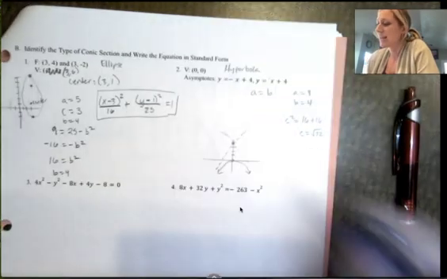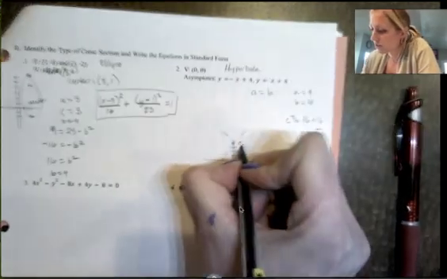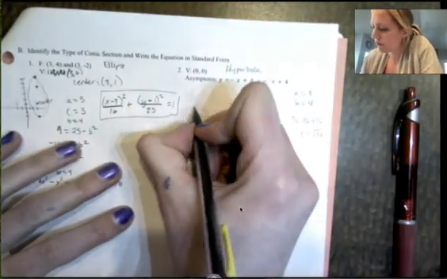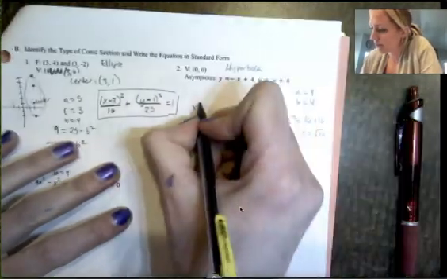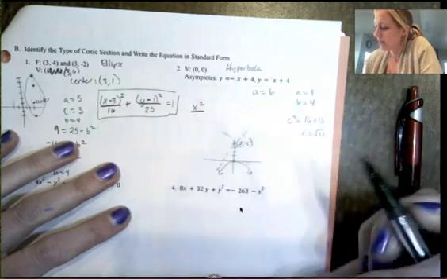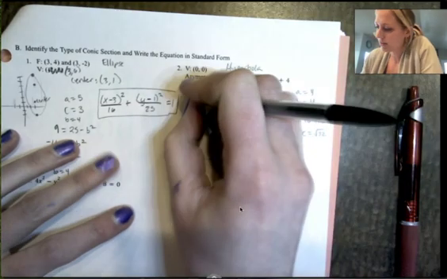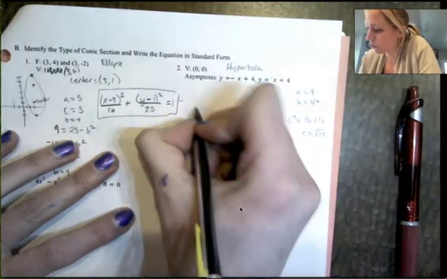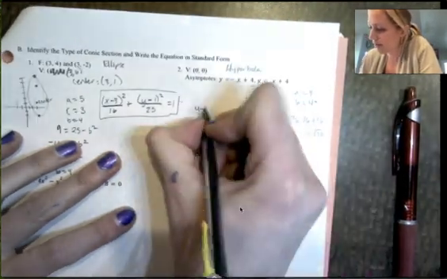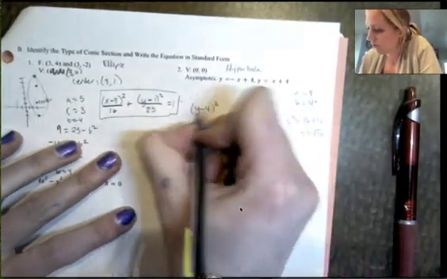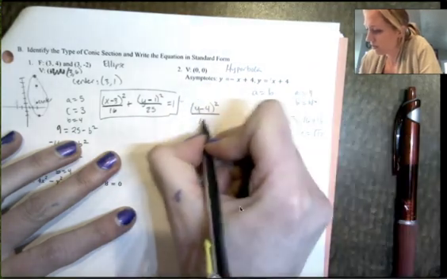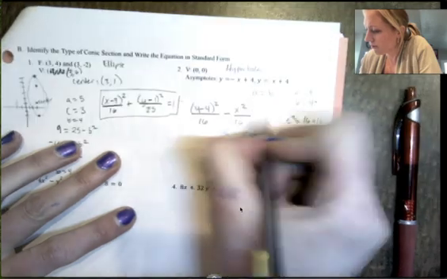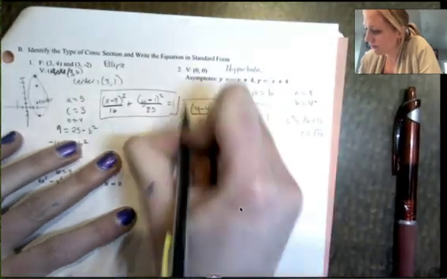So this is the center. Center is at 0, 4. And then we have everything else we need. So my x coordinate is 0. Oh, and sorry, I need the y to come first since it's opening vertically. So we're going to do y minus the y coordinate over a squared minus x, the x coordinate, over b squared equals 1.